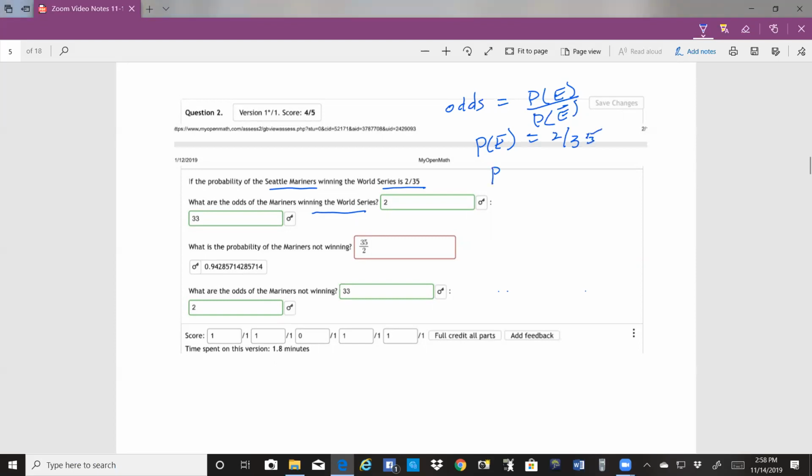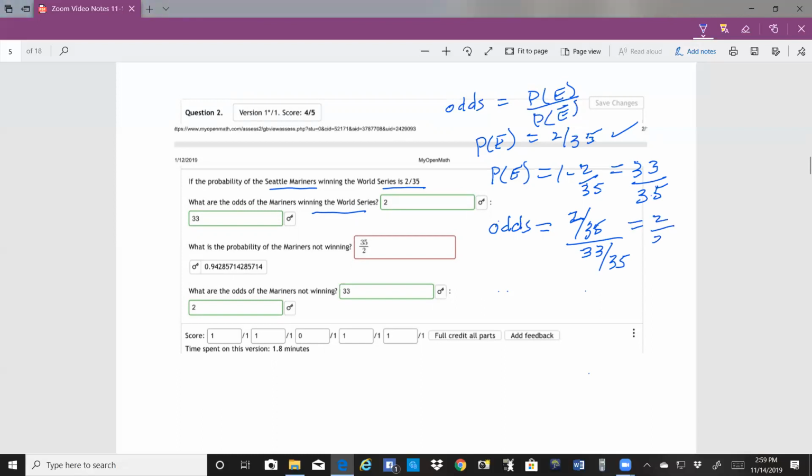So the probability of the event not occurring is equal to 1 minus 2 out of 35, which is equal to 33 out of 35. So the odds would be 2 out of 35 divided by 33 out of 35, which is 2 to 33. So the odds are 2 to 33.